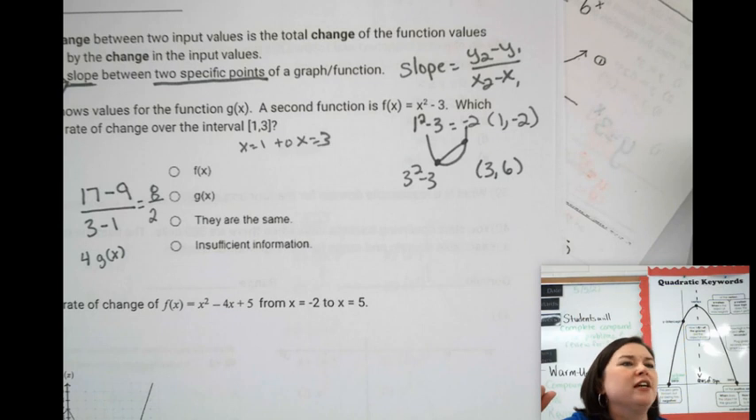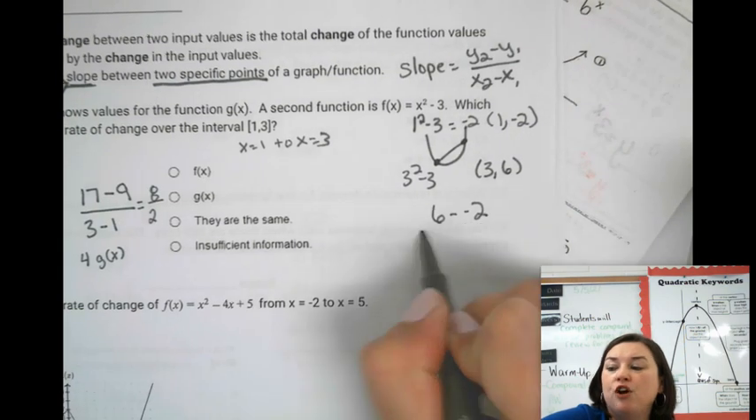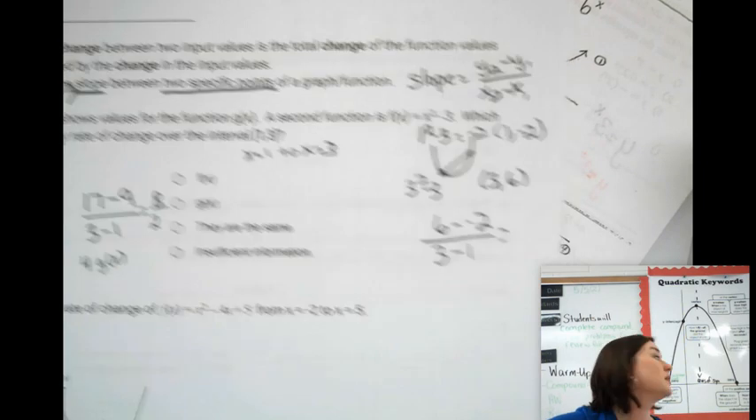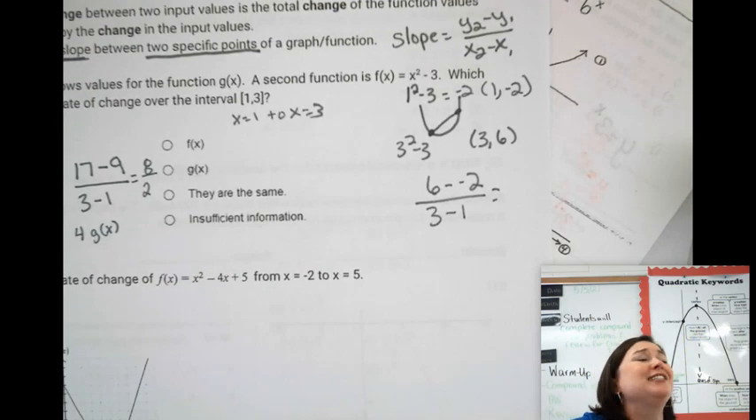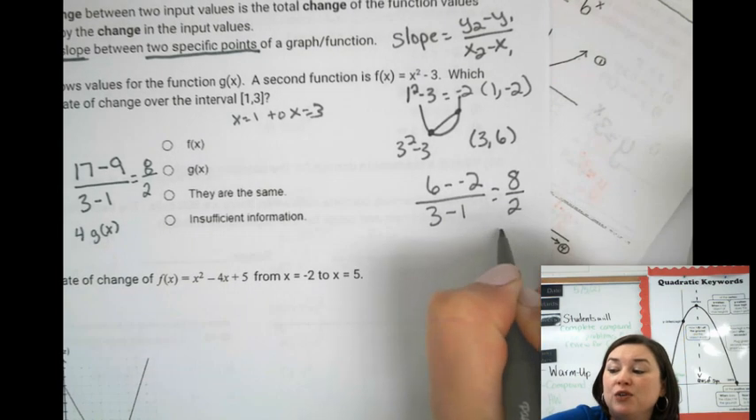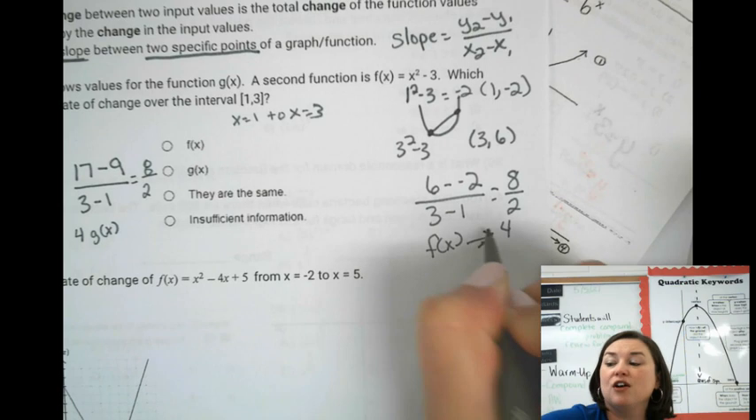How do I find slope again? y2 minus y1. So 6 minus negative 2 over subtracting my x's. 3 minus 1. And you can type that into Desmos. If you don't have your integer rules 100% down pat, my gracious, type it in. I'm going to give you the calculator. I want you to use it. So 6 minus negative 2 is 8, and 3 minus 1 is 2. 8 divided by 2 is 4. So the rate of change for f of x is 4.